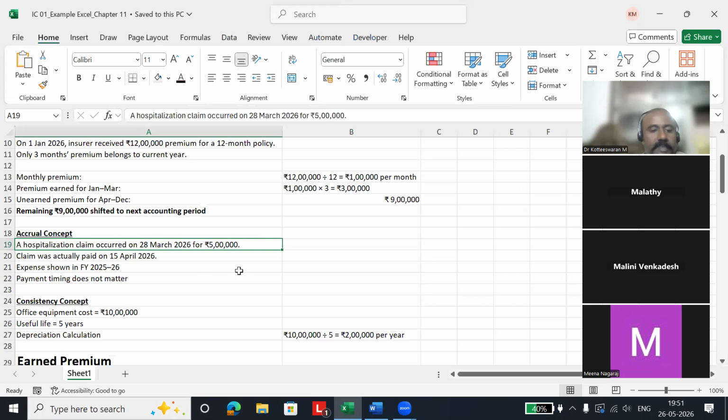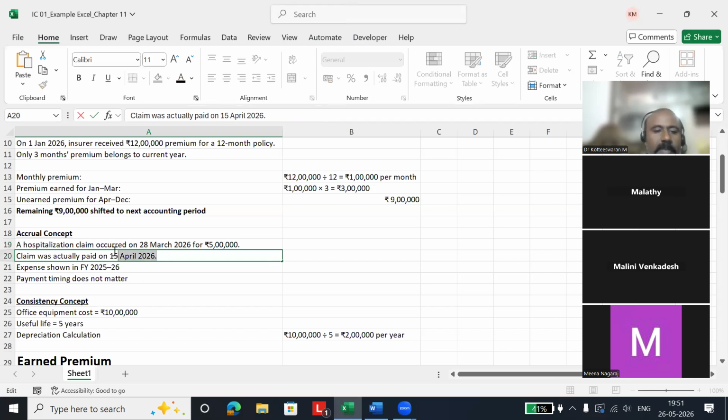There are examples for that. For example, a hospitalization claim comes on 28th March 2026. It is for 5 lakh rupees. And the insurance company is paying the claim after verifying everything. They are paying the claim by 15th April 2026. So March 28 falls in the financial year 2025 to 2026. April 15, 2026 moves to the next financial year. A claim comes in the previous financial year, but the claim is paid in the next financial year.